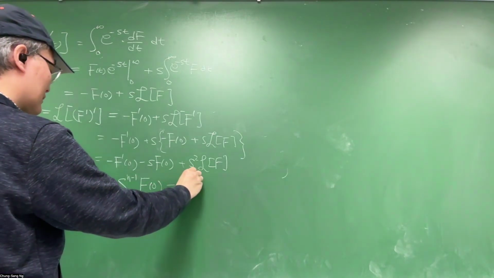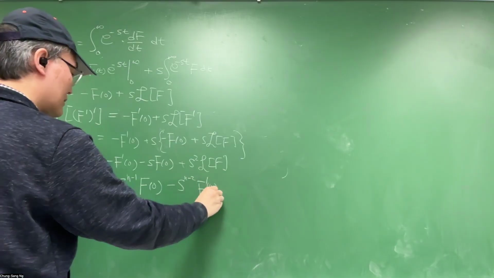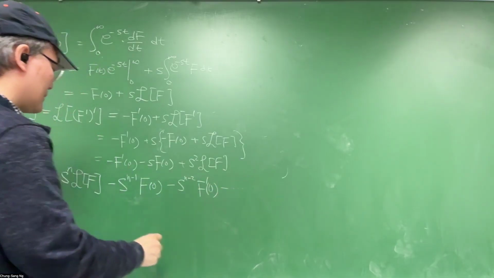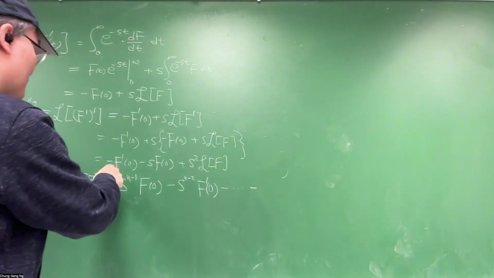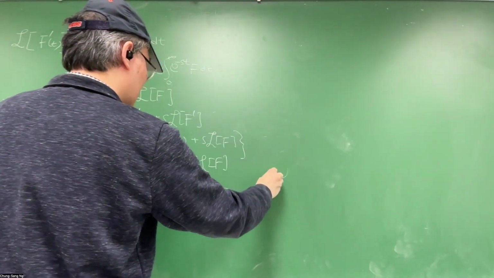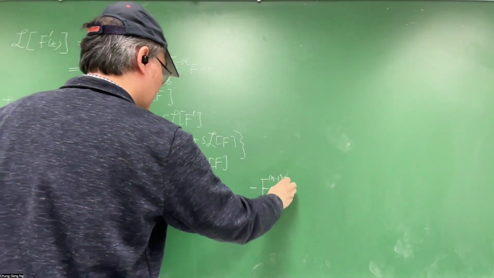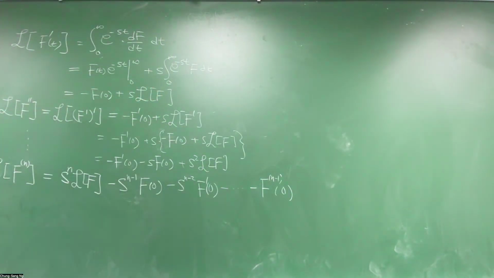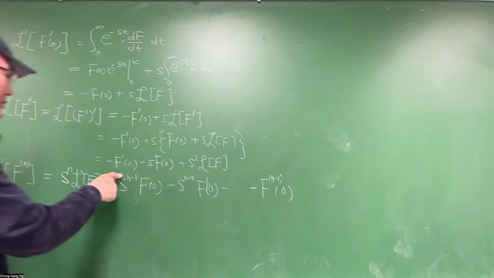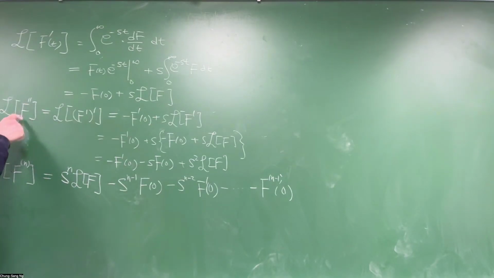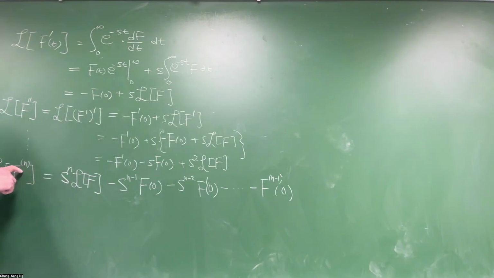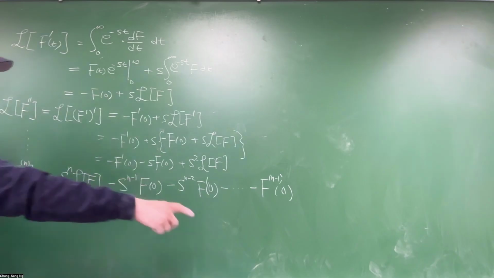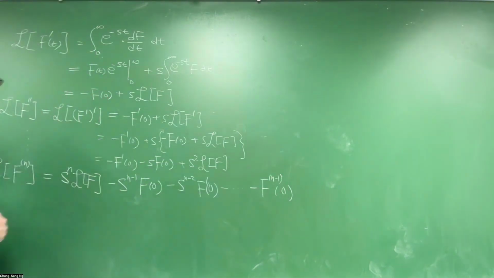So s to the n minus 2 times f of 0, and minus that. And finally, the last one would be minus f to the n minus 1. It's like that. The last one is f prime, as with the second derivative in the Laplace transform. So if you have taken the Laplace transform of the n-th derivative, the last one is the n minus 1 derivative. Okay, so that would be the formula.